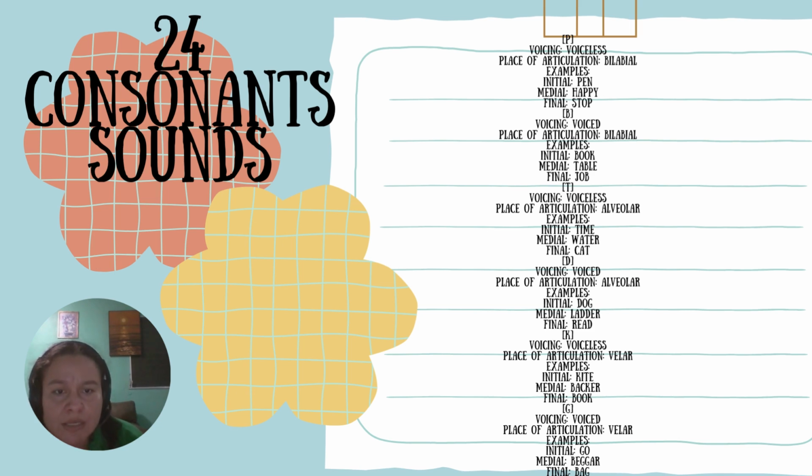Then we have the consonant k, which is voiceless. The place of articulation is velar. And then for examples, in the initial we have kite, in the middle we have ducker, and in the final one we have book. Okay, and the next consonant is g, which is voiced, and the place of articulation is velar. For example, in the initial go, in the middle began, and in the final back.